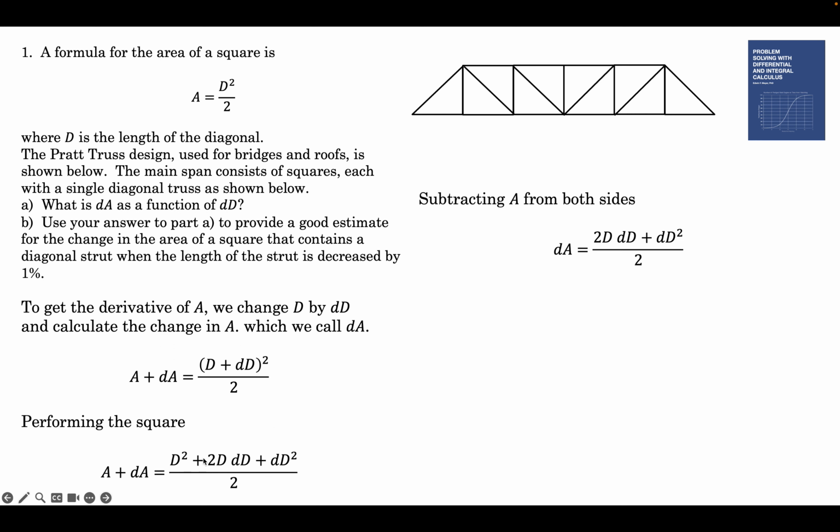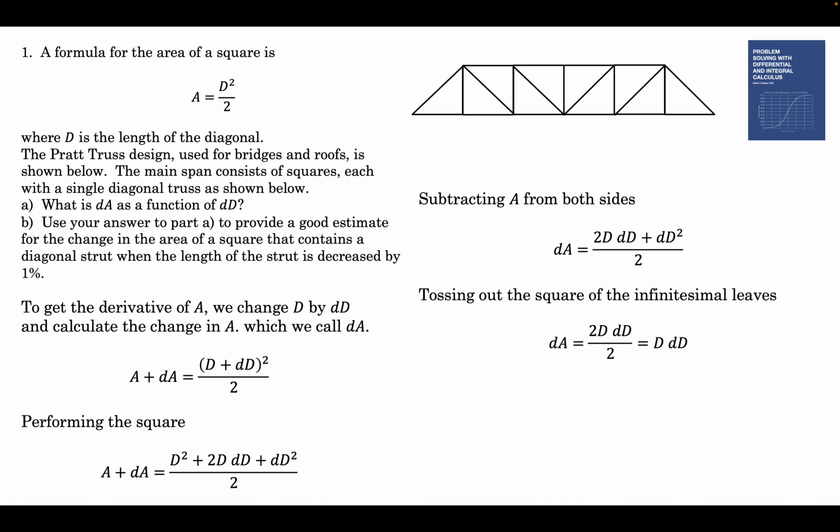Get rid of the A and the d squared over 2. And here we have an infinitesimal squared and an infinitesimal, and we're adding them, so we can ignore the square of the infinitesimal. And we can drop the 2s, and we just get d dd. That's dA. So the change in area is the diagonal times the amount that the diagonal changes, as long as it's infinitesimal. So on to part B.